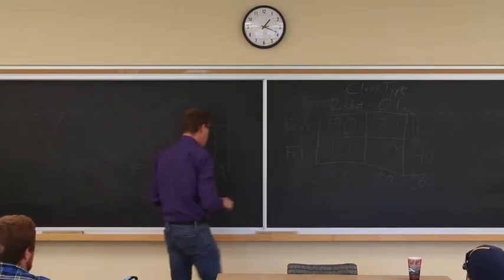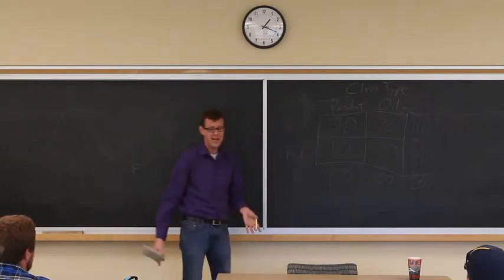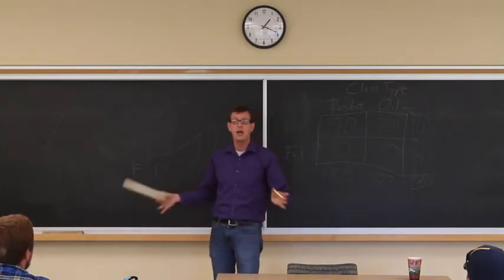So what we're going to use to figure out if there's a dependency is something called a chi-square test.